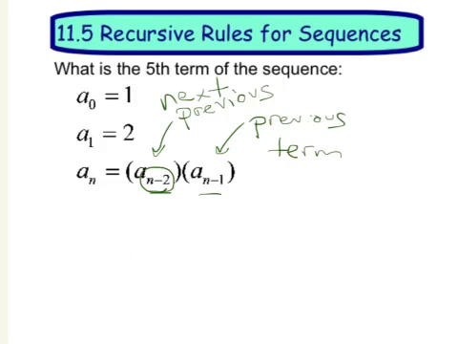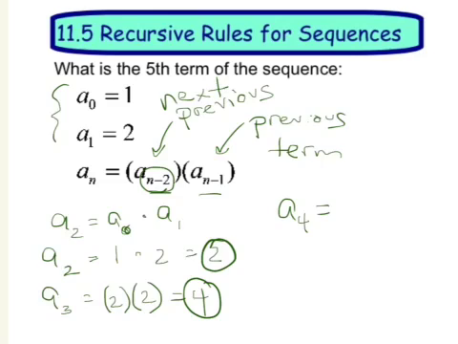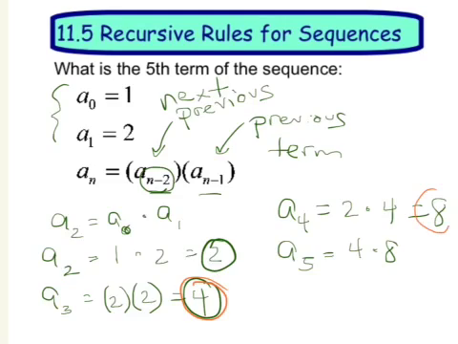So to find my terms, or to find my rule, since I'm using 2 previous terms, I need to provide 2 of my first terms. So to find a2, I'm going to take 2 before it, or a0 in this case, times a1. So in other words, I'm going to take a2 and I'm going to multiply 1 times 2. I get 2. To find a3, I'm going to do a2, which is 2, times a1, which is also 2. To get a4, I'm going to multiply the 2 previous terms. So I'm going to multiply 2 times 4 to get 8. And then the 5th term, a5, I'm going to take 4 times 8. So again, it's the 2 previous terms, the 2 that came just before it. 4 times 8, and I get 32. That's my 5th term.